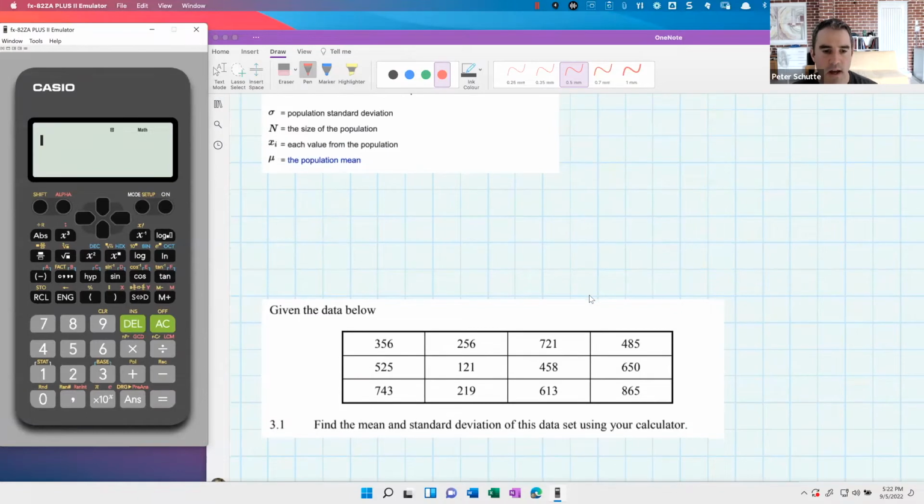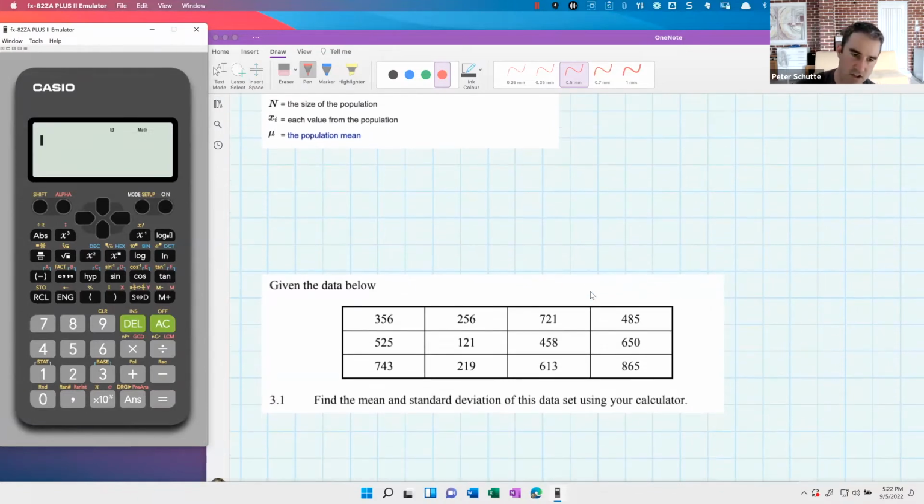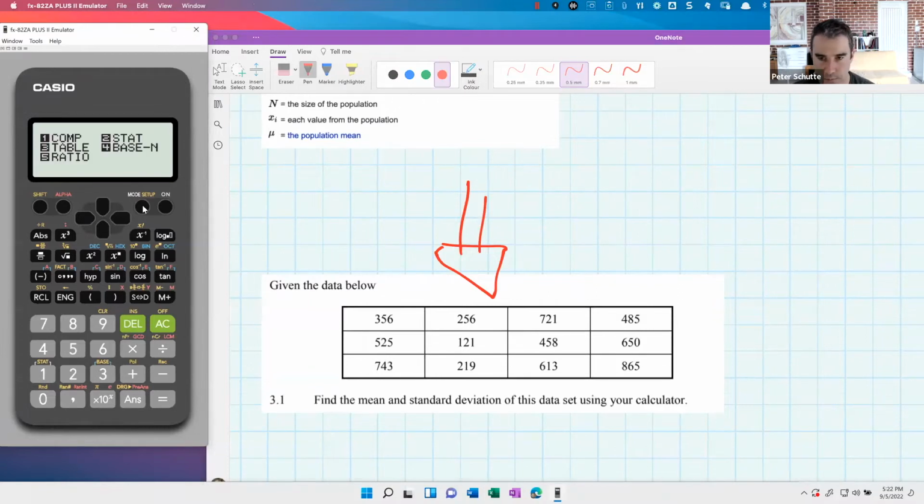Okay, now we're going to calculate the standard deviation of this data set over here. And what we are going to do is go to the mode button. I'm going to click on the mode button. And when I click on the mode button, can you see that there's a stat thing? So you basically hit mode and then you choose 2 for stat.